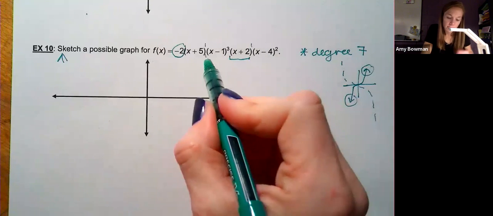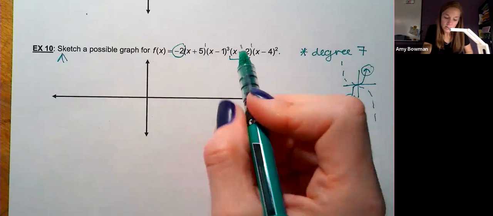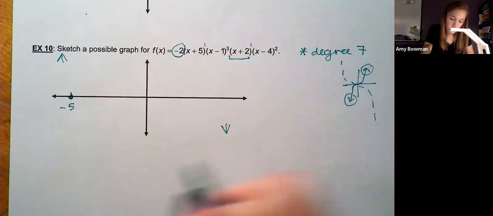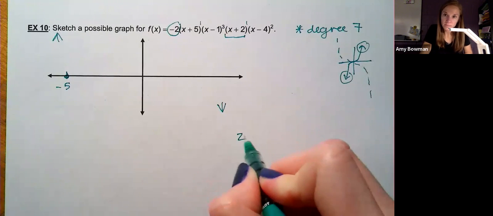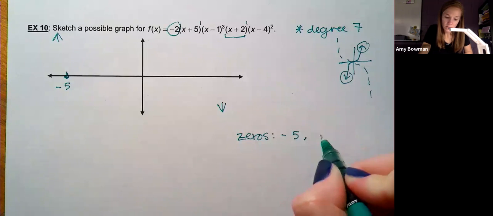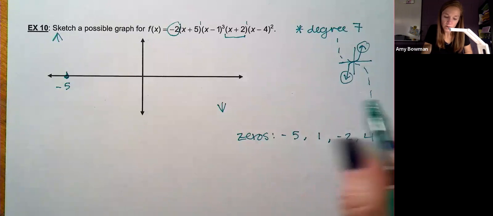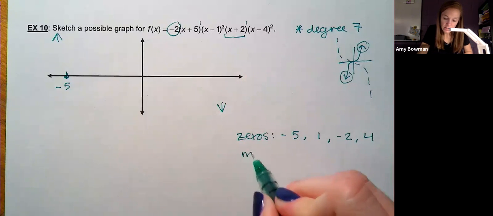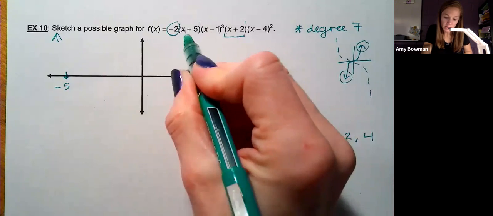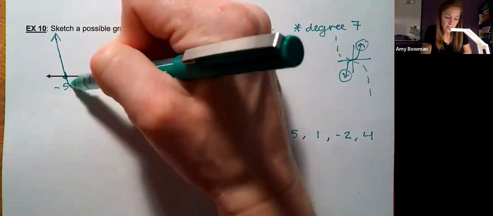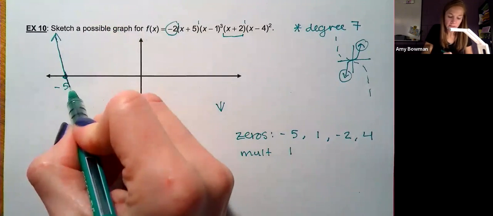Next, I'm going to put my zeros and their multiplicity. So I've got a 0 at -5. So I'll list those out down here. -5, 1, -2, and 4. So -5, +1, -2, +4. So multiplicity of -5 is 1. So that means it's going to be just cutting straight through the x-axis at that point. So I start my function here, I'm just slicing straight through.